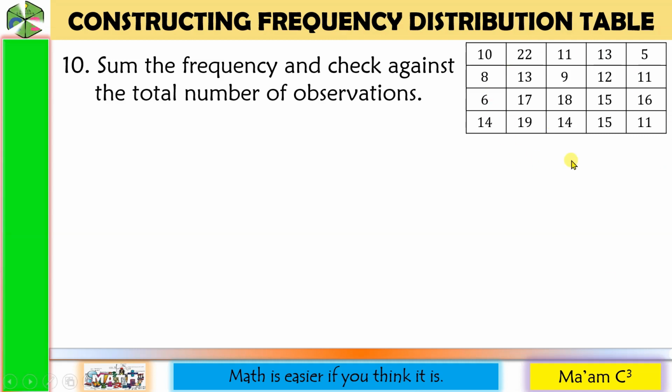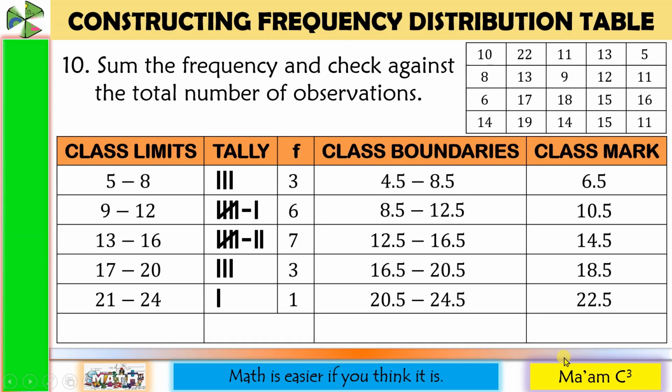Again, here are our observations. We have how many? 1, 2, 3, 4, 5. 1, 2, 3, 4. 5 times 4 is 20. We have 20 observations. Again, our table. So we're just going to sum up the frequency. 3 plus 6 is 9. 9 plus 7 is 16. 16 plus 3 is 19. And 19 plus 1 is 20. This is our N, the total number of observations, and they are equal.